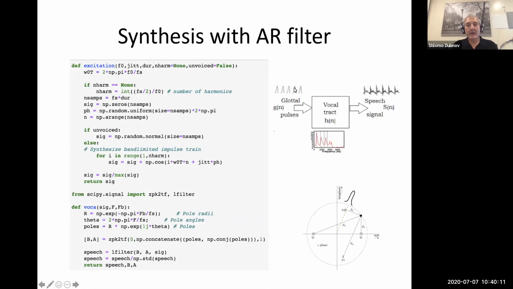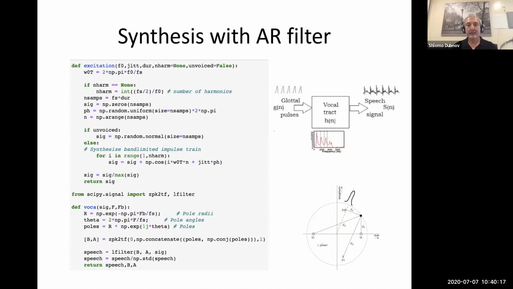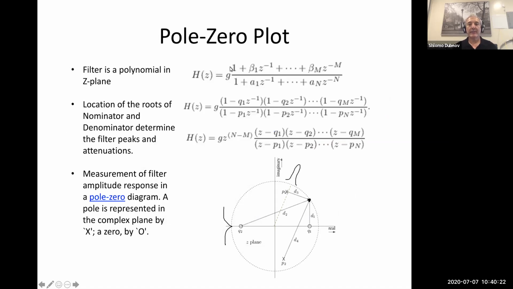So now we can actually go and synthesize things with an AR filter. I skipped the slide, so bear with me for a second, just about the theory of this type of representation of filters, because this is kind of optional, but I want to explain this graph. We said that a filter is a polynomial in the Z-plane, and if it's written as difference equations where you have X and Y on two different sides, you can write the transfer function as this ratio.